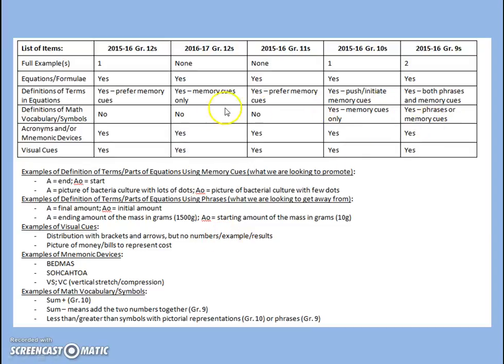This is what we mean by a scaffolded program. We start out allowing quite a bit of support, and then we slowly pull the support away so that by university, when no examples are allowed, when formulas are allowed, a student is ready for that.